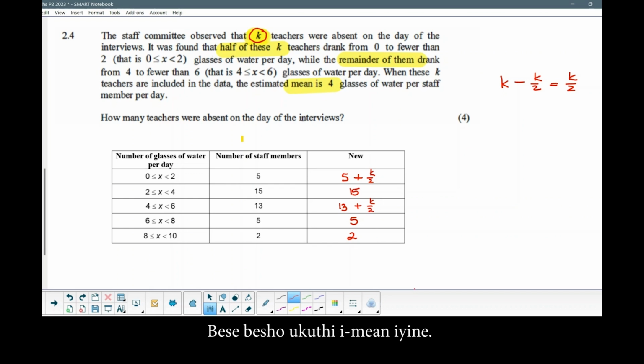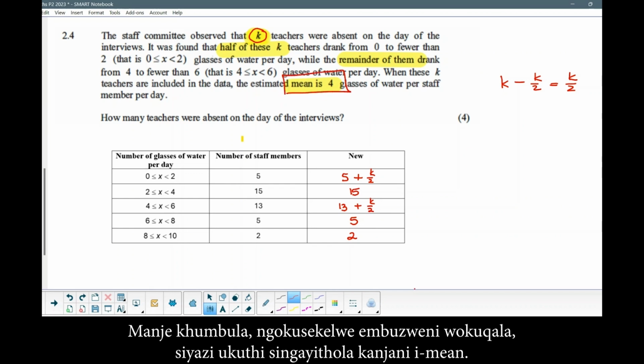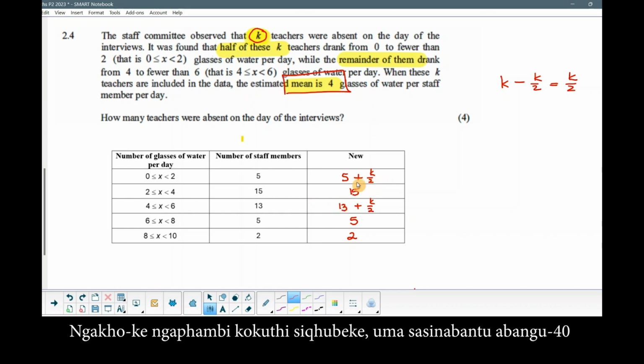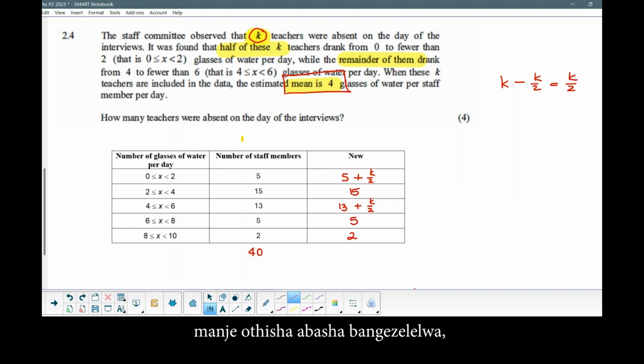Then they tell us the mean is 4. Now remember, based on question 1, we know how to work out the mean. Mean tells us to add up all the information together and divide by the total number of people. So before I go any further, if we had 40 people in my initial survey, and now K teachers have been added on, my new total of teachers is 40 plus K.